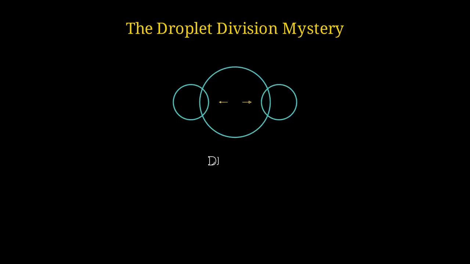Welcome to an exploration of one of the most fascinating puzzles in the origin of life, the Droplet Division Mystery. When certain liquid droplets experience stress or chemical reactions, they spontaneously divide into smaller droplets, mimicking biological reproduction.